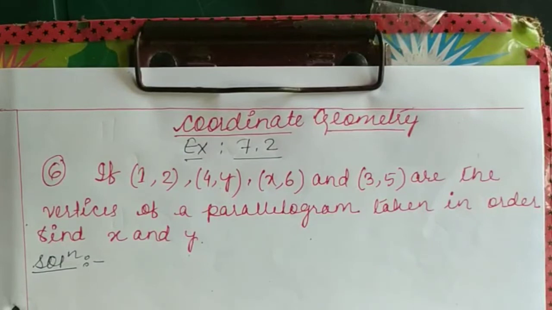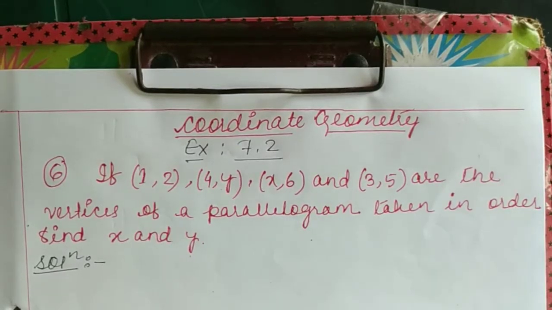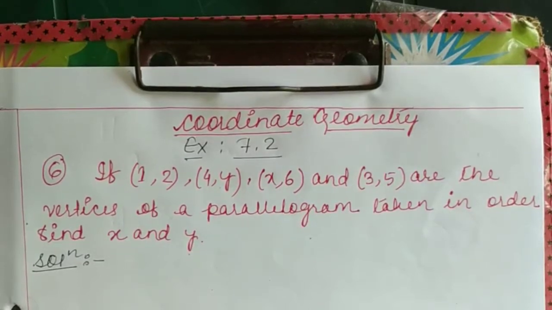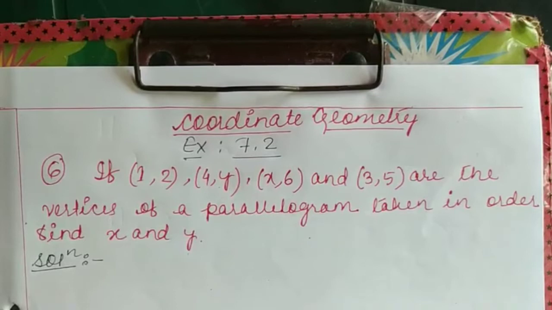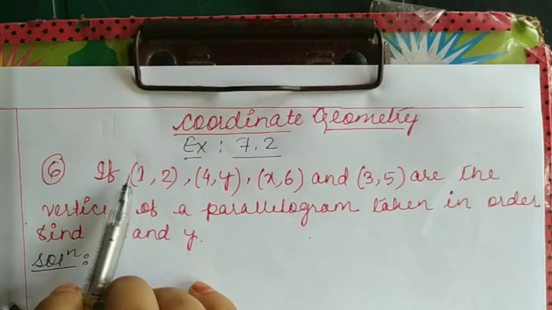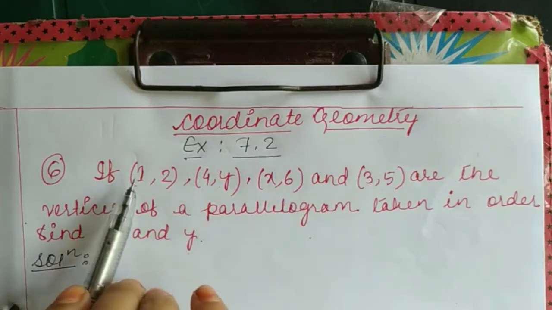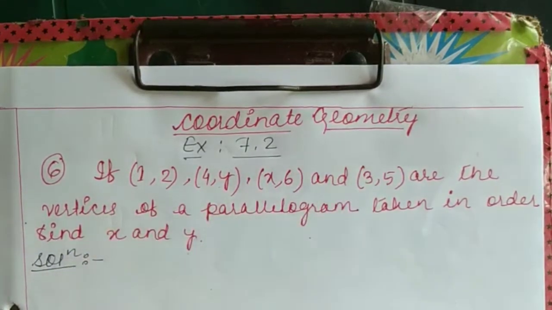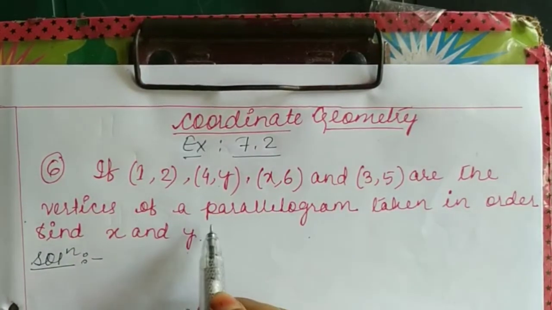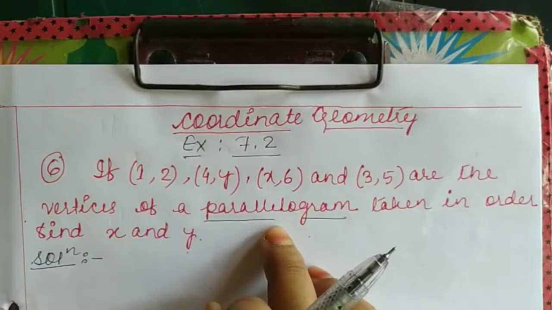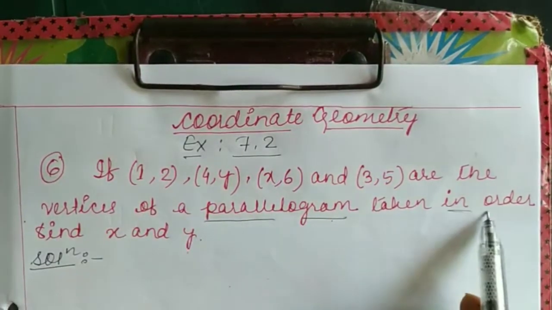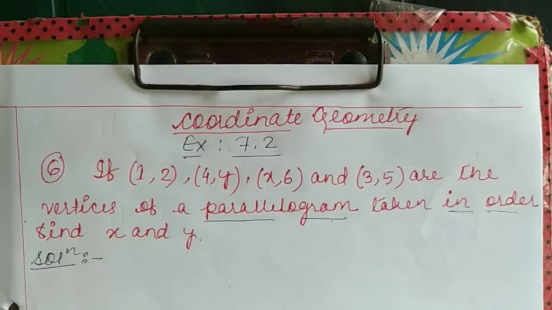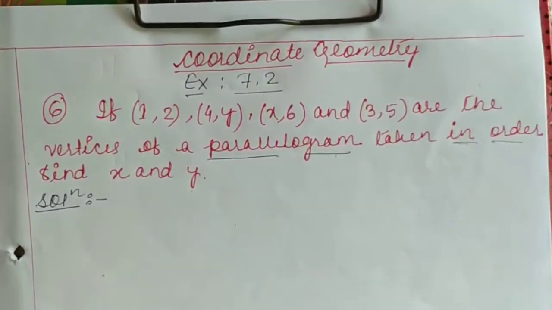Coordinate geometry exercise 7.1, the rest of the questions, 6, 7, 8, 9, 10, were left. I will finish them in one or two videos. If I can, I will finish in one video, otherwise after 7.3 I will do the rest. So, question number 6: four coordinate points are given, the vertices of a parallelogram, taken in order. We have to find the values of x and y.